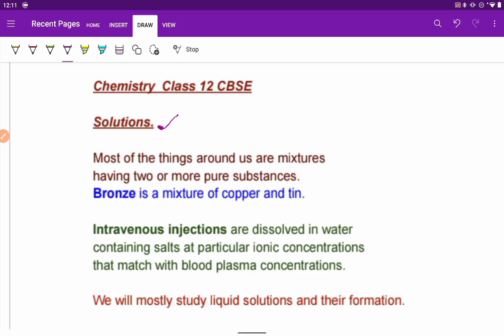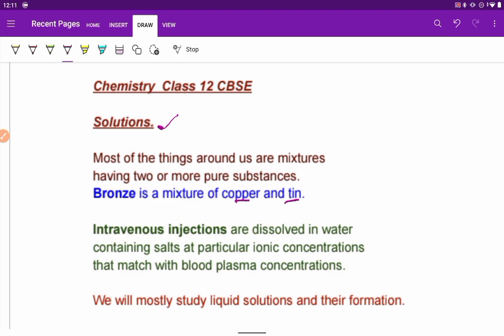Now see, it is our common experience that most of the things around us are mixtures. That is, they have two or more pure substances. For example, bronze is a mixture of copper and tin. So it is having two substances in a particular composition.